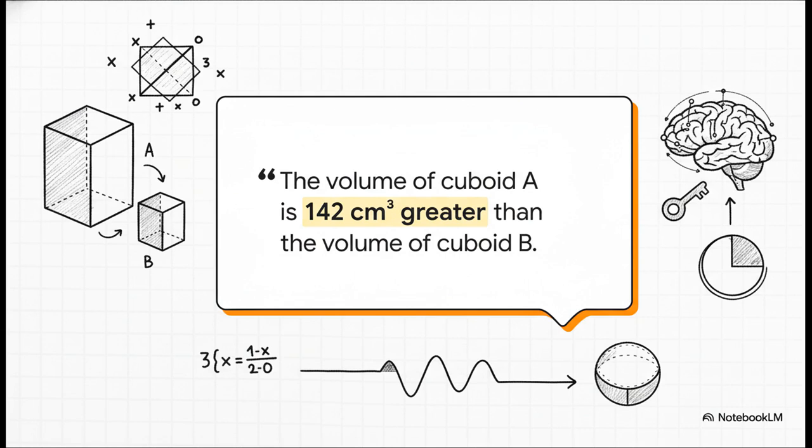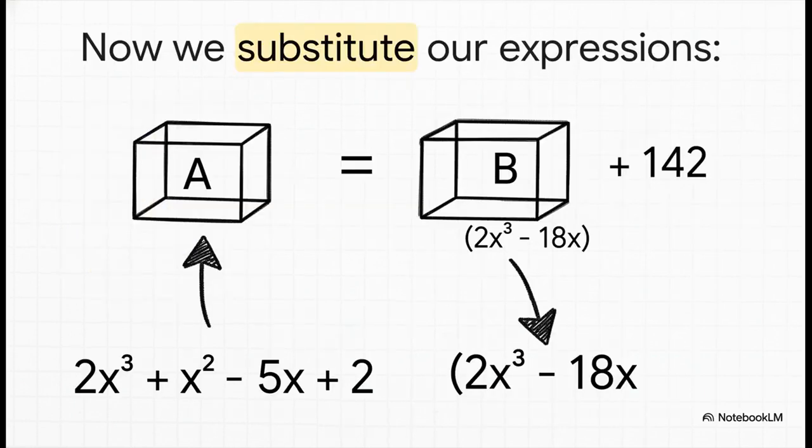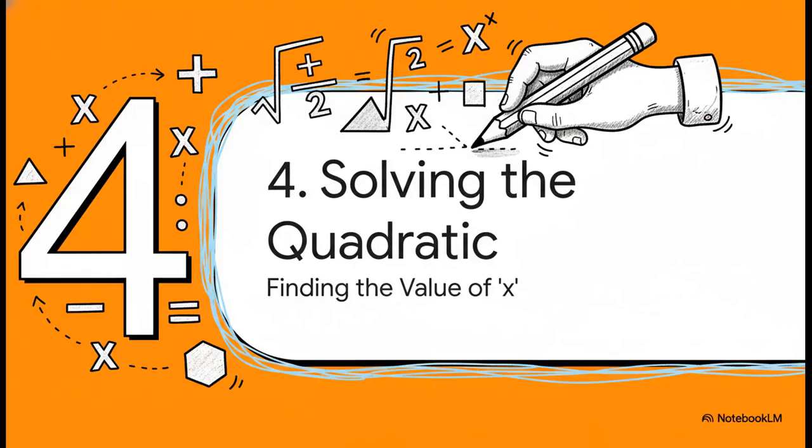This is the bit of information that allows us to connect the two volumes we just worked so hard to find. So how do we translate that from English into math? It's simple, really. It just means volume A is the same as volume B plus 142. That's our equation. And now for the easy part. We just take those two big volume expressions we figured out earlier and plug them right into this equation. We're just substituting the algebra in. Let's see what happens. And just like that, we've built our equation. Now the fun really begins.